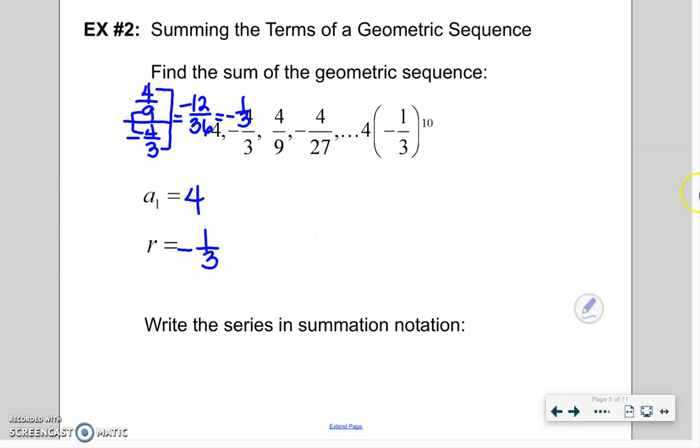Okay, so we're going to figure out what the sum would be. In order to do that, I needed to know 3 things. I needed A1, I needed R, but I also needed n. n is the number of terms, okay? So let's talk about what this means. This is going to give us that information.